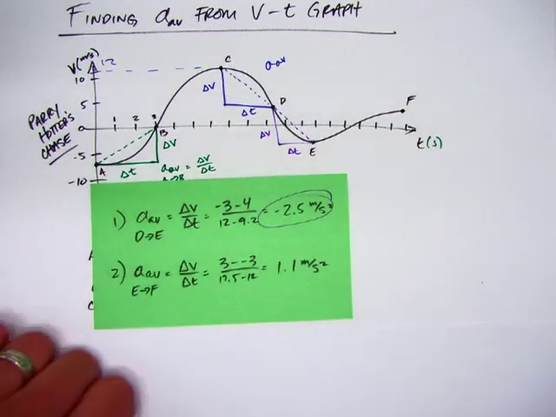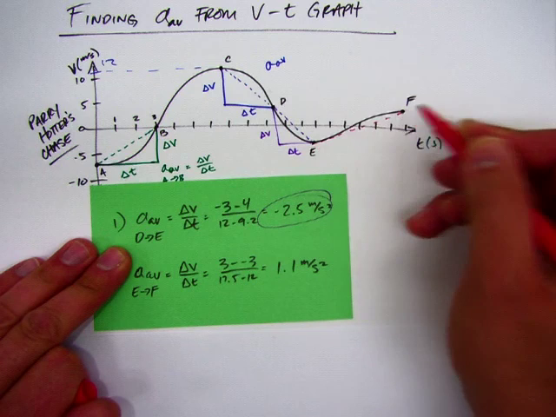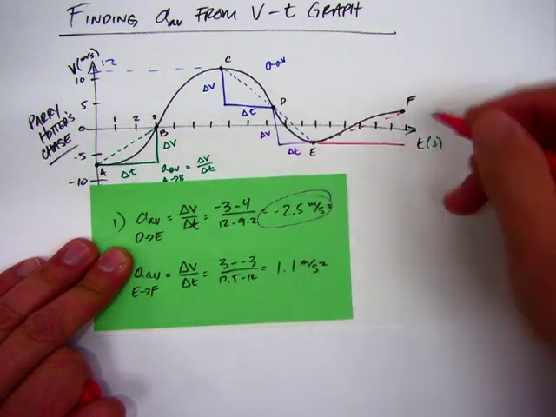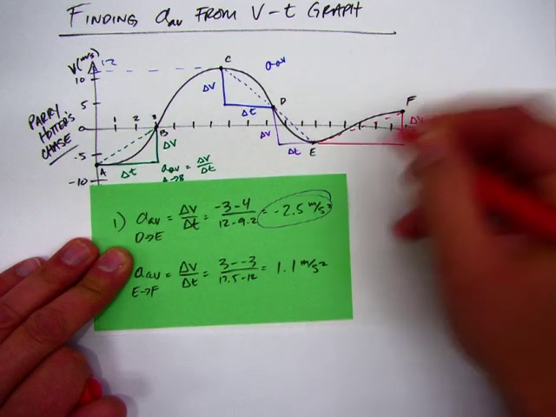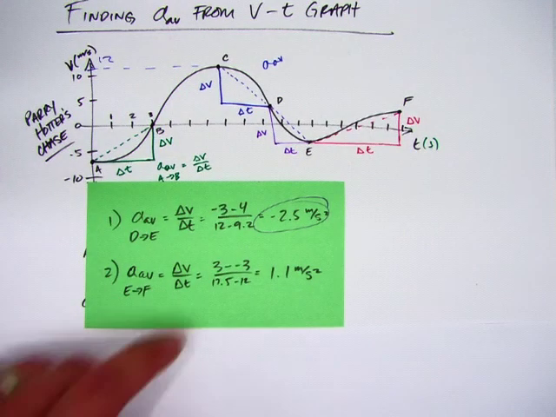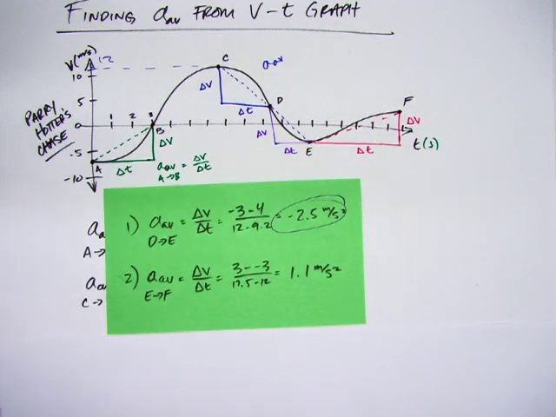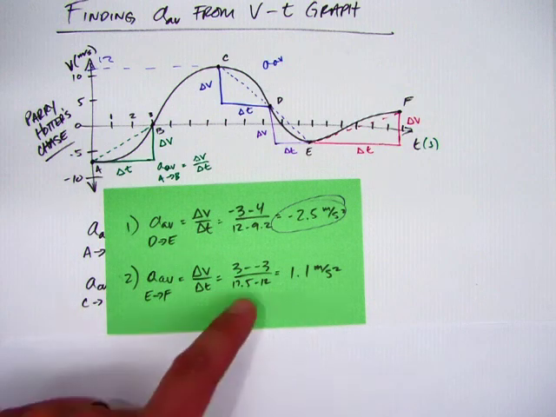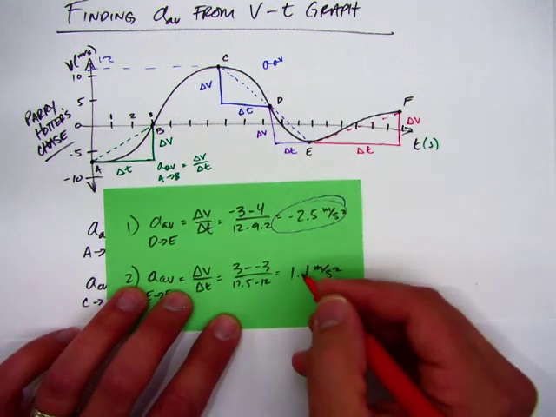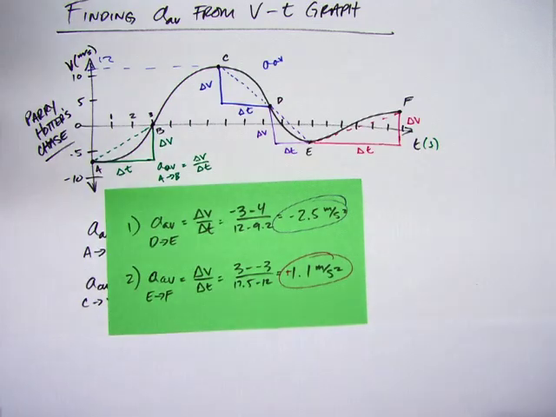And then from E to F, connect these two, I find my slope, my rise, and my run. It should be about 3 minus negative 3, end at 3, start at negative 3, from 12 to about 17.5 delta t, which gives me a positive 1.1 meters per second squared.